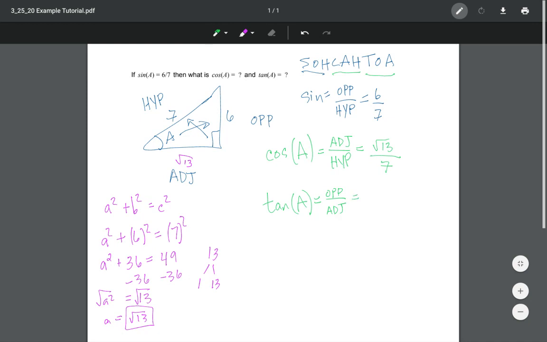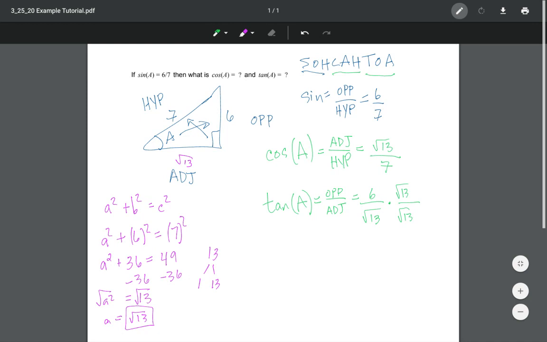Which would be, let's see, my opposite side length is the 6. And my adjacent is the square root of 13. The only issue with this one is currently I have a square root value in the denominator position. And if you recall, we always want to rationalize the denominator when this occurs. We don't want any irrational denominators. So to do that, we can multiply both top and bottom by that denominator, which in this case is just the square root of 13. So we'll do that.